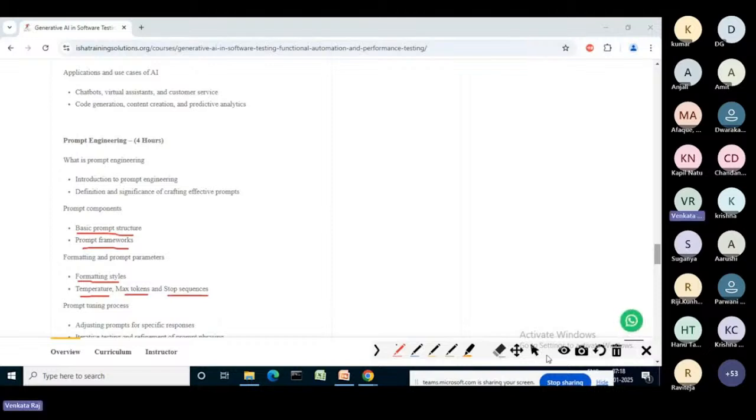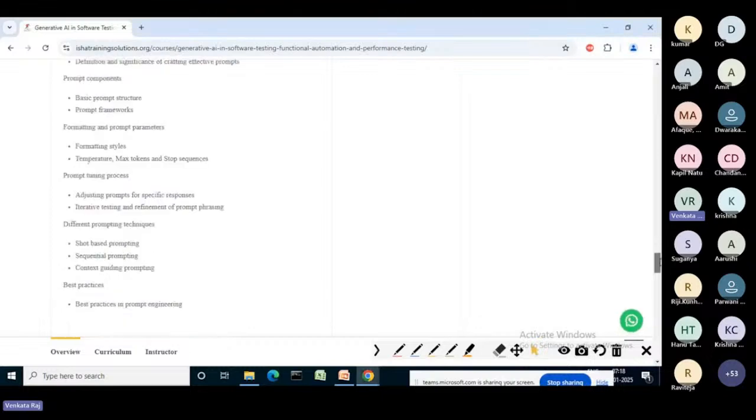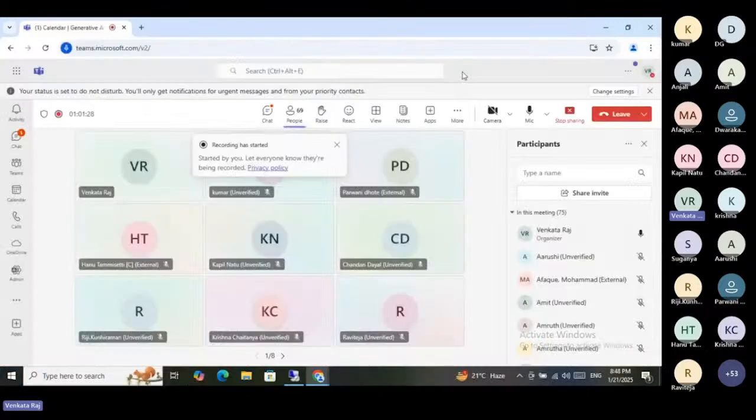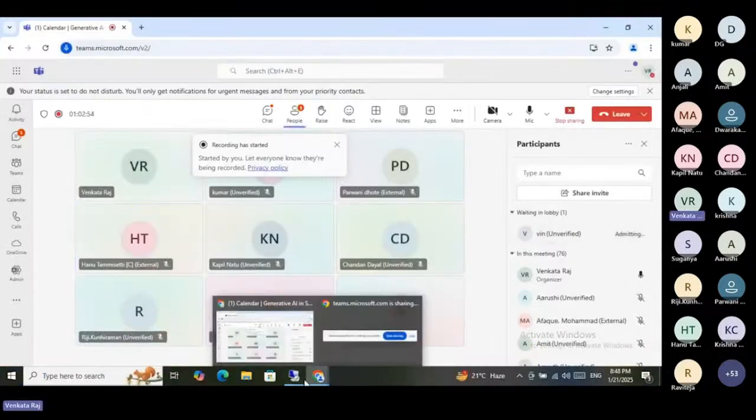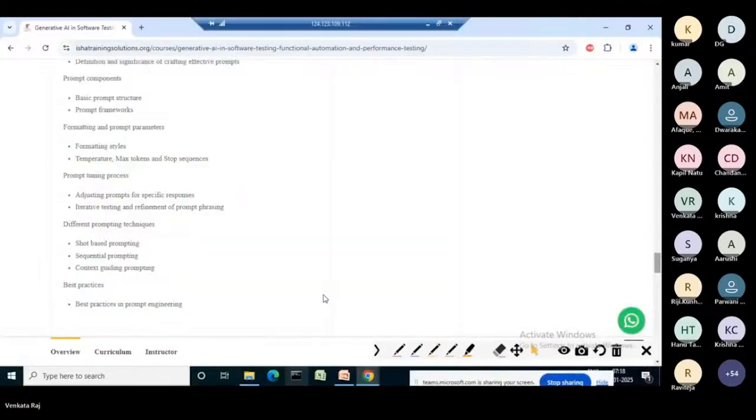Then once you write the prompts, how can you tune them? How can you make them more effective, guys? You want a specific response? How do you write the prompt for that particular purpose? So how do we tune our prompts?